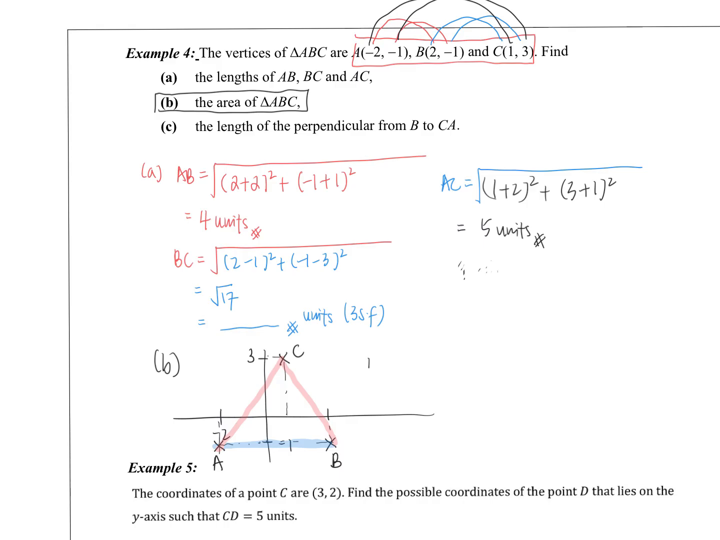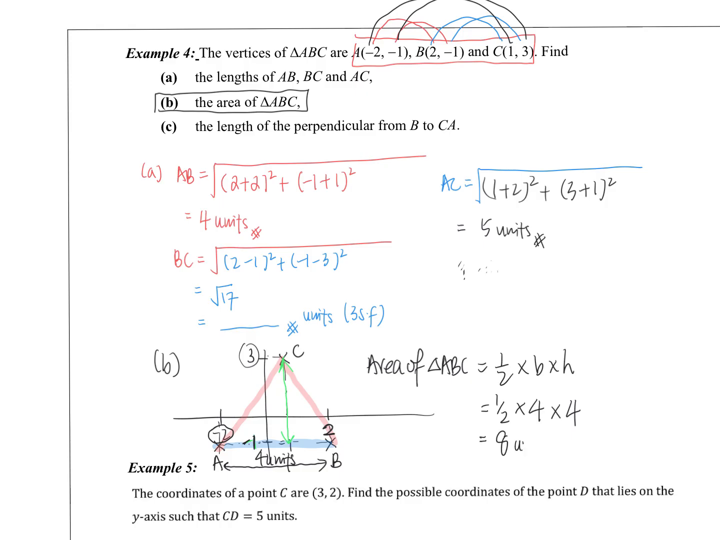So the area of triangle ABC is half times base times perpendicular height. The base here, you count from minus 2 to 2, a total of 4 units. So base is 4. Height is from here to here, from your negative 1 to 3. So height is 4 units as well.